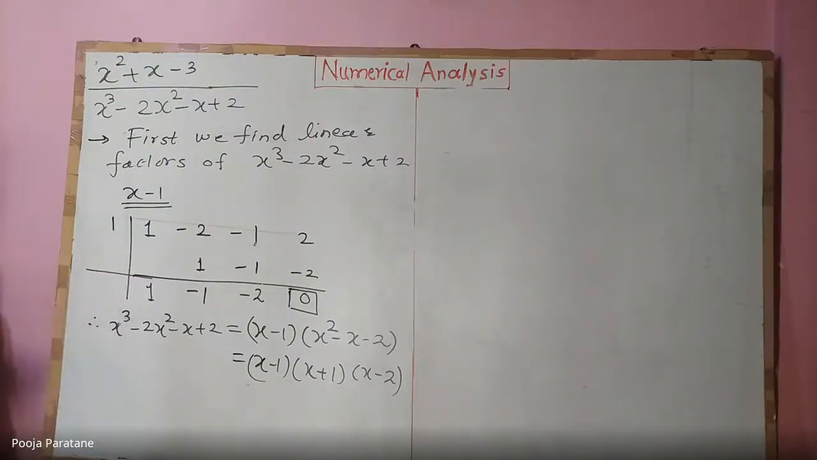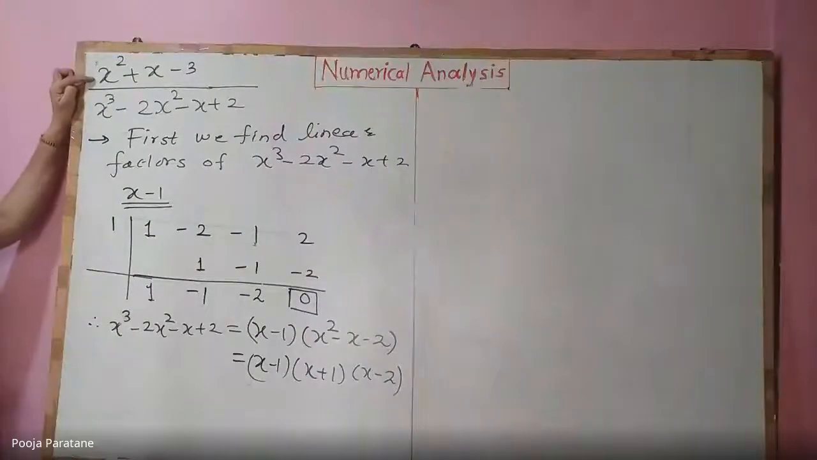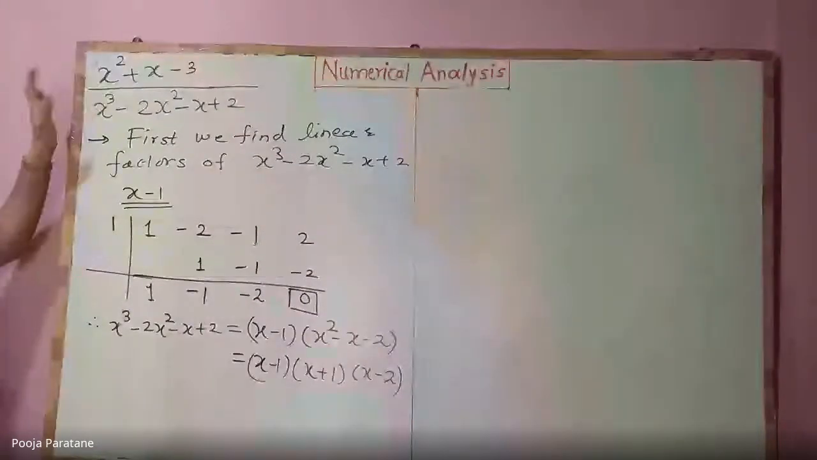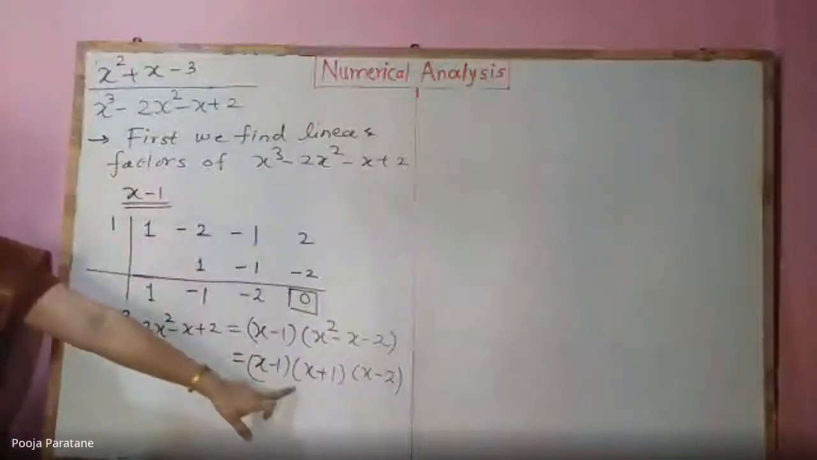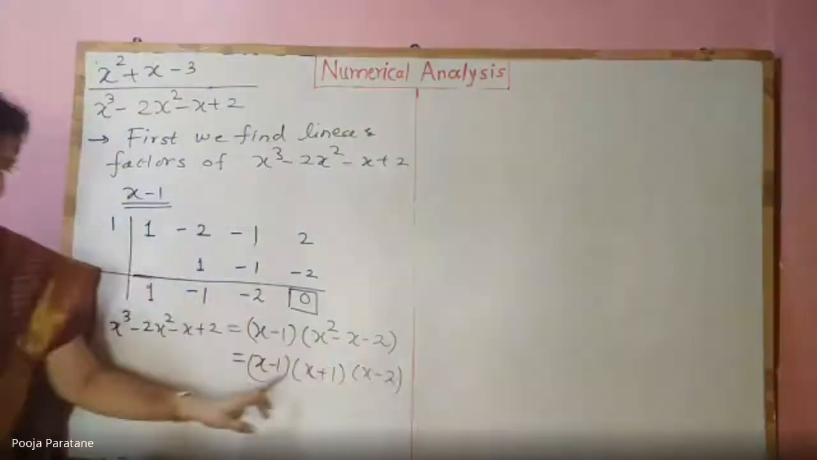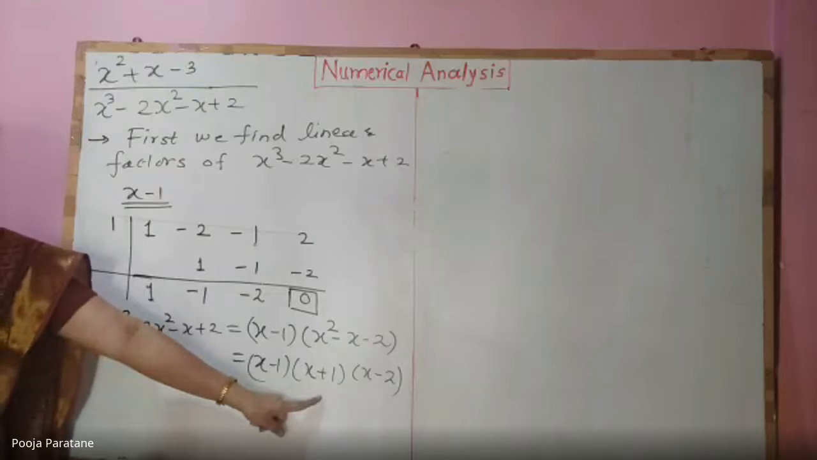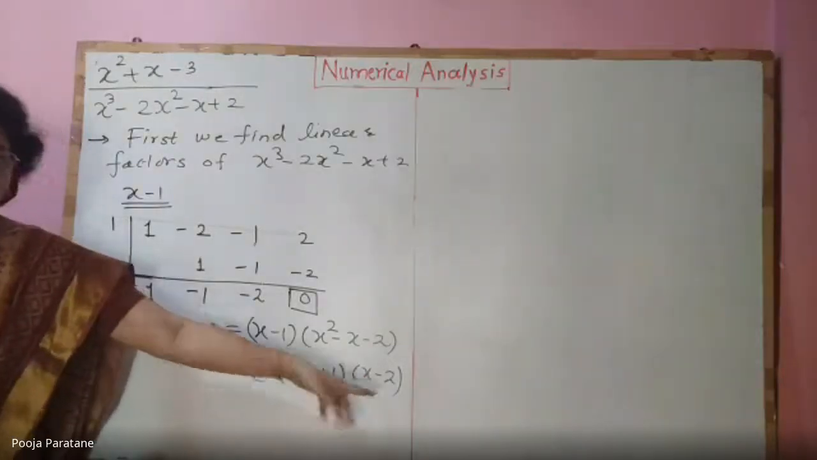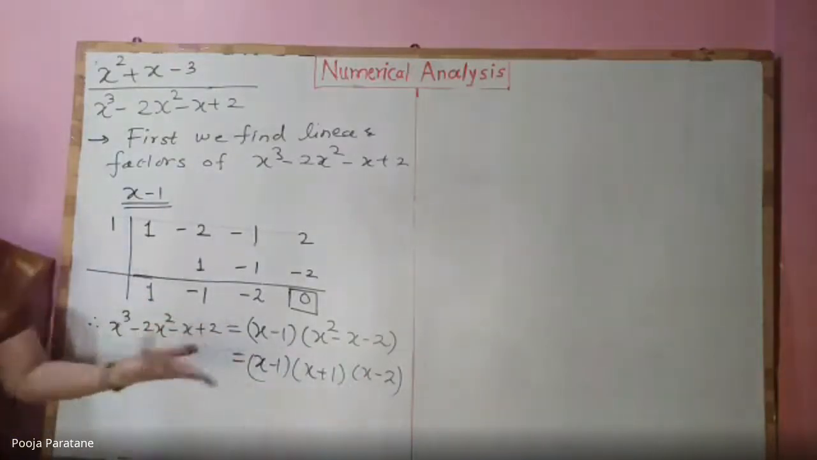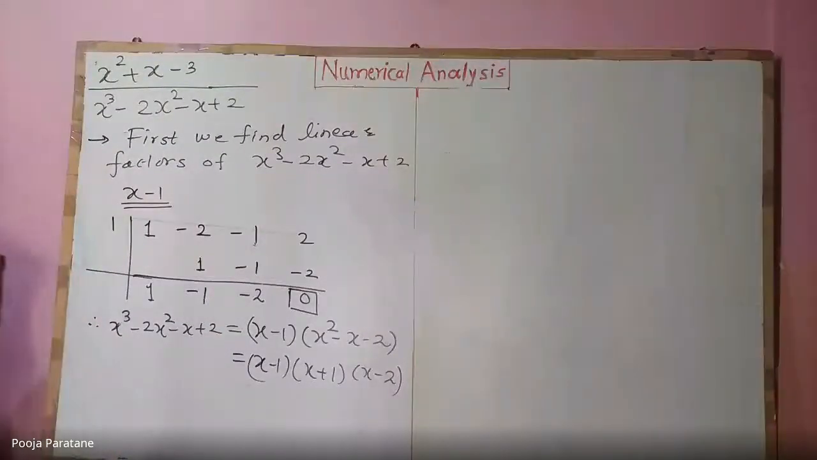Now what to do? We have to create the data because data is not given. To use Lagrange's interpolation formula, we need the data: the values x0, y0, then x1, x2, and the corresponding values of y. So for this, we will consider this function as y. And the values of x are the values obtained by equating the factors to 0. Here x equal to 1 is one value, x equal to minus 1 and x equal to 2. You can write it in that order or in increasing or decreasing order. That is not the issue.